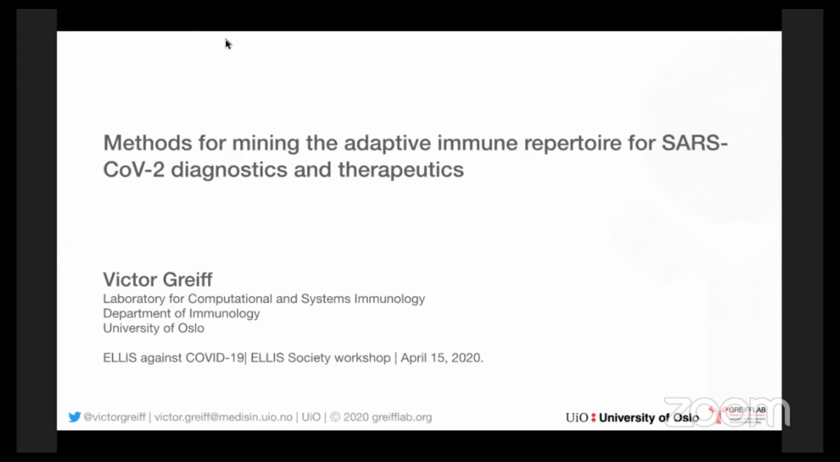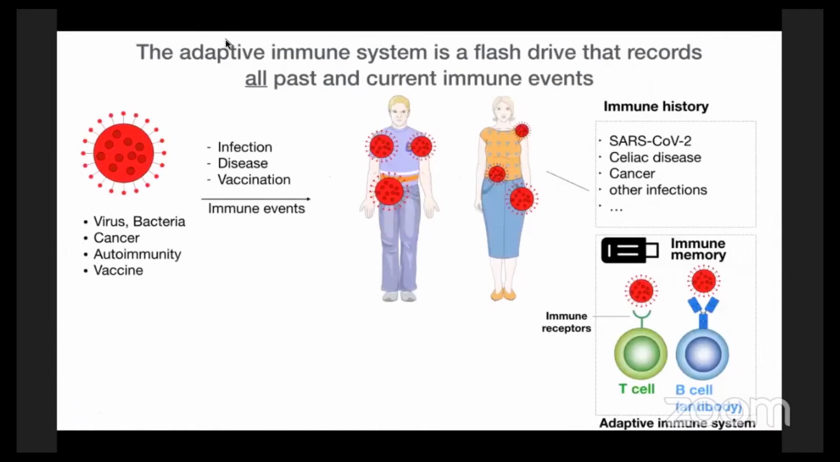So I'm going to talk about immune receptor analysis for diagnostics and therapeutics discovery. And I'm going to show you a basic overview of what immune receptor analysis coupled with machine learning could do in the current crisis that we're facing. So just to catch us all up, what the adaptive immune system is and what adaptive immune receptors are.